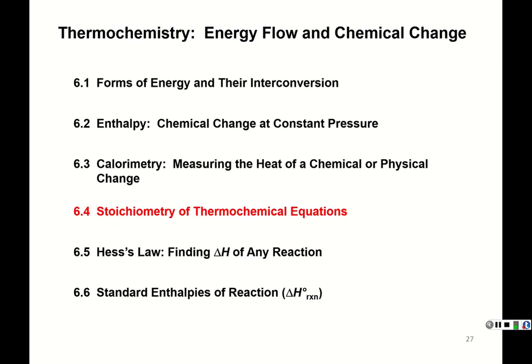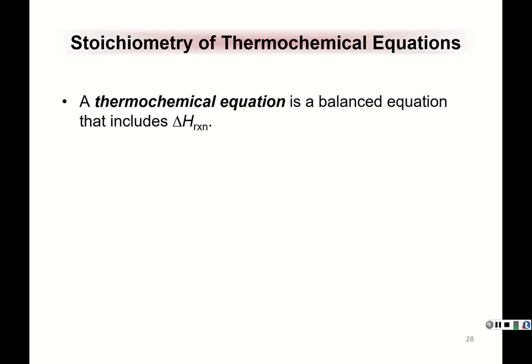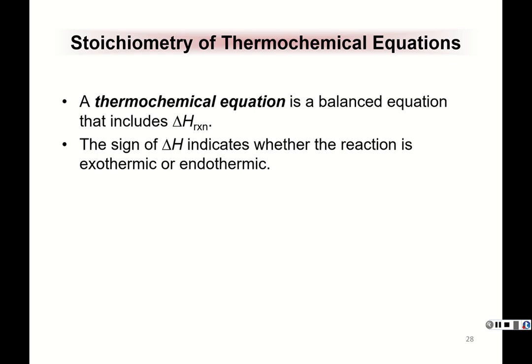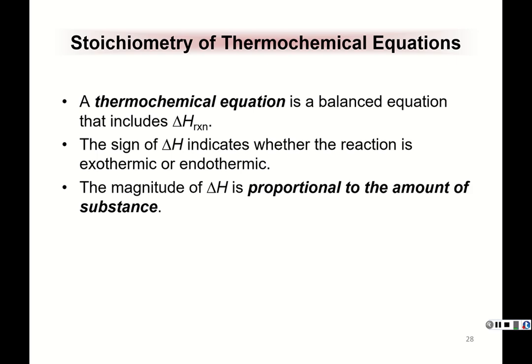Okay, so skipping over the third section, calorimetry, we'll just not focus so much on calorimetry. Going into section 4, stoichiometry of thermochemical equations. A thermochemical equation is a balanced chemical equation that includes a delta H of reaction. The sign of delta H indicates whether the reaction is exothermic or endothermic. Remember, endothermic would be a positive value, exothermic would be a negative value.